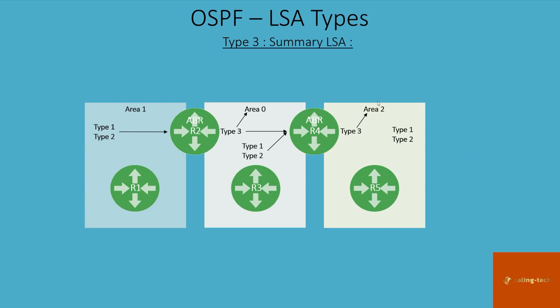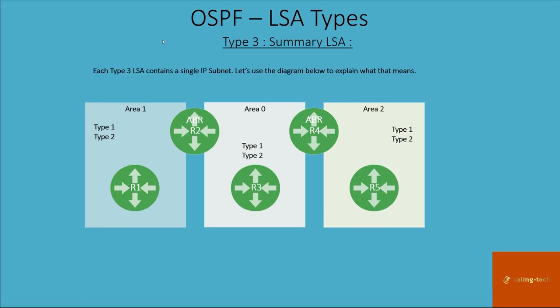So area 2 would send its type 1, type 2s. The ABR would summarize, send type 3 into area 0. ABR R2 will take the type 1, type 2, and type 3s, summarize and flood area 1. So it's important to remember that each type 3 LSA contains a single IP subnet. So what we'll do is we'll use the diagram again below to explain exactly what I mean by that.